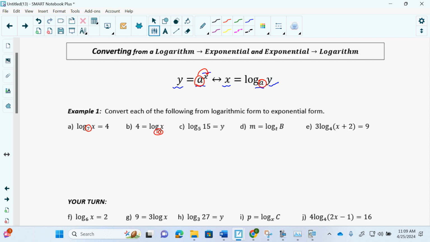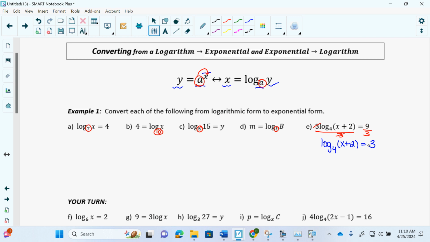What's the base of C? 5. What's the base of D? It's a T. It's just variables. And then this one is how many pieces of information? 1, 2, 3, 4. The 3, the 4, the x plus 2, and the 9, that's 4 pieces of information, and I'm only allowed to have 3. Does anyone know how I could move something, possibly? The 3. How can I move it? Divide. Divide the 3 over. Now I have log base 4 of x plus 2 equals 3. Now do I have 3 pieces of information? Yes, I'll be able to convert it.